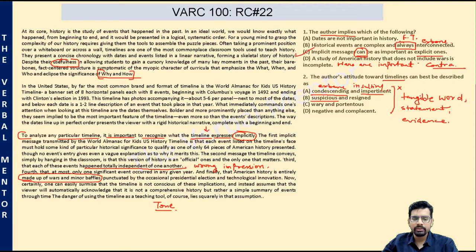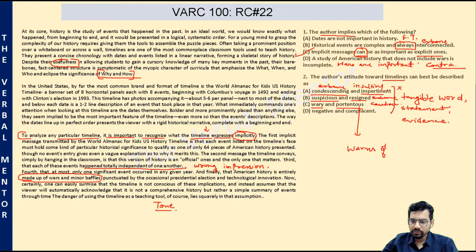He's suspicious of the timelines. Okay, maybe the answer. And resigned about them. Okay, he's hopeless about timelines. Again, an extreme answer choice. He's again not hopeless. He admits that they are useful. He's wary. So he's cautious about timelines. Yes. So he says that the timelines do not present history as they should. So he's cautious about their use. They should be used with caution. And is he portentous? What is portentous? He warns of the danger.